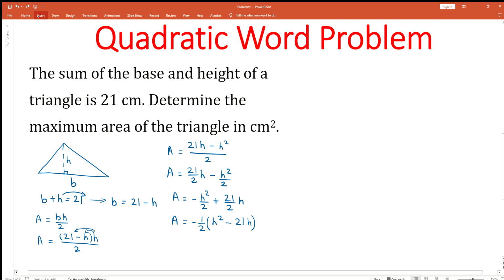Next, we should use the coefficient of the h term in the parentheses. We should divide 21 by 2. We should ignore the negative sign with 21 for this step. I get 21 over 2. We should add and subtract the square of 21 over 2 in the parentheses.